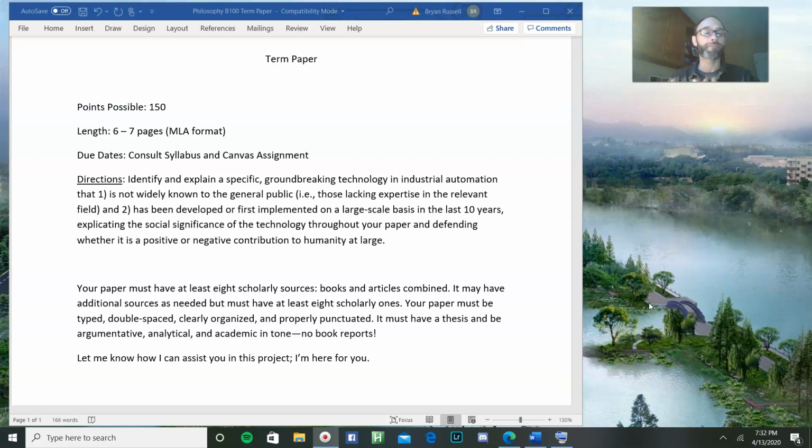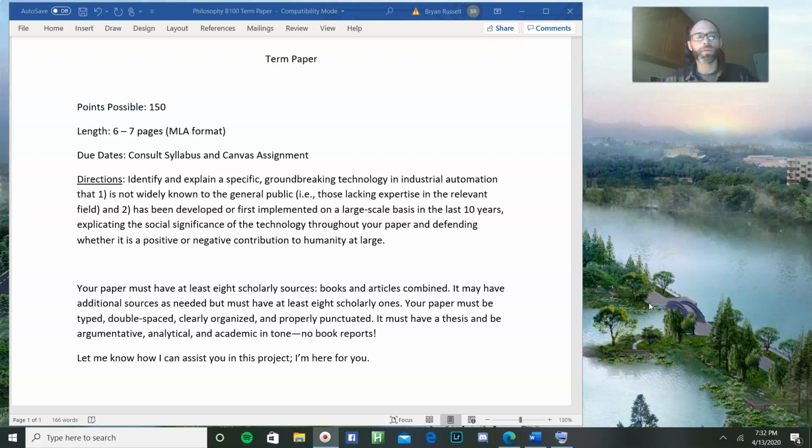So you're going to use the facts from your first paper and then talk about some of the issues surrounding morality and value theory that we've talked about in the rest of the class, and construct an argument for whether the technology should be adopted, how we should move forward with it, or whether it should be rejected, full stop. You've got to have at least 8 scholarly sources, books and articles combined. You can have additional sources if you want, but at least 8 scholarly sources.